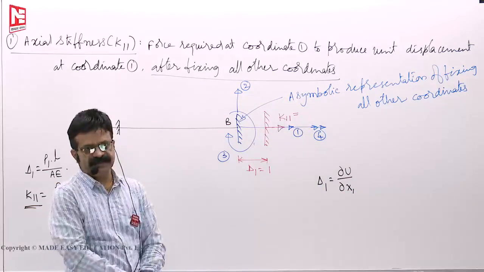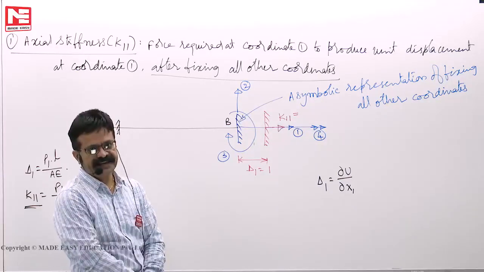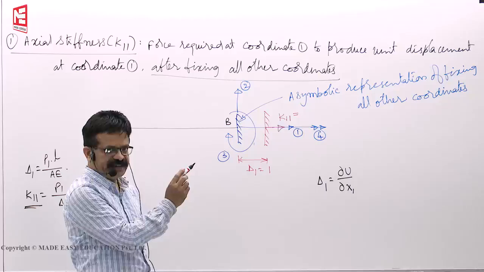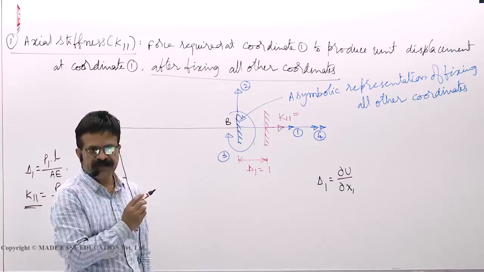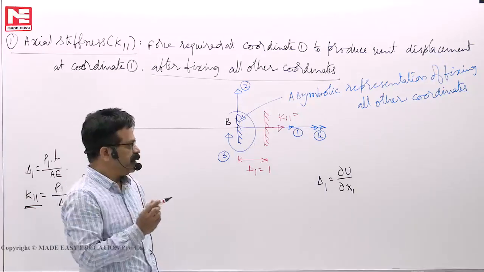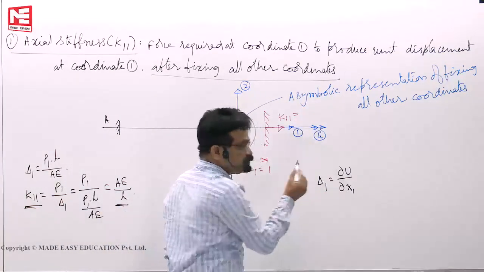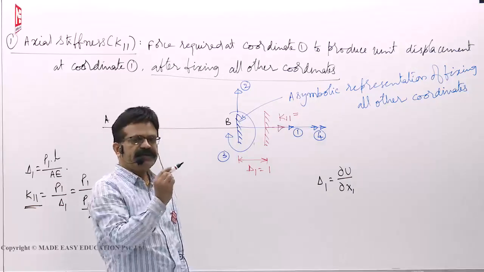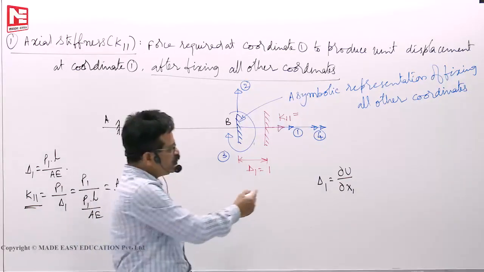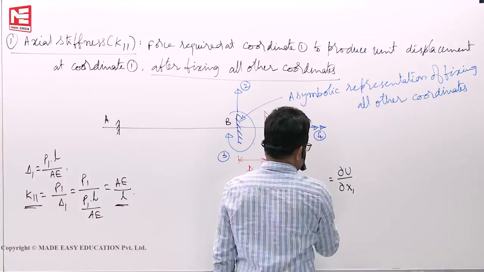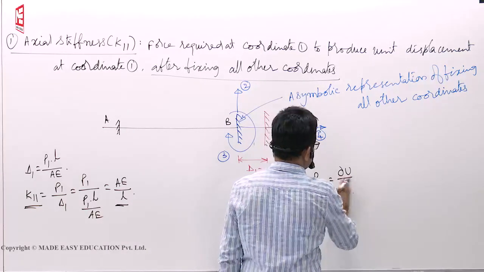X1 here is the P1 force. U means strain energy. If you differentiate partially the strain energy stored with respect to x1, you will get the displacement delta 1. But this delta 1 is due to the x1 force, that means the P1 force. I wanted a unit displacement, that means I wanted this displacement to be unit.